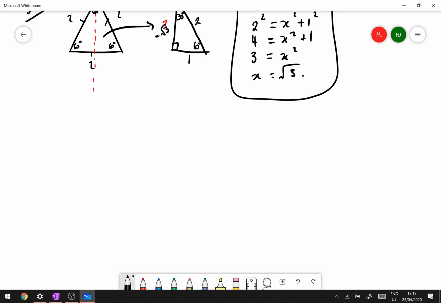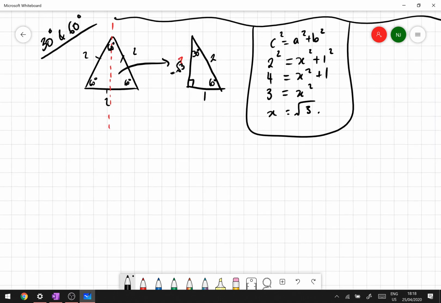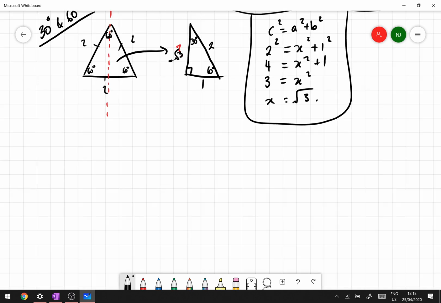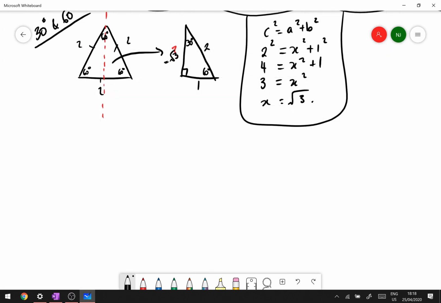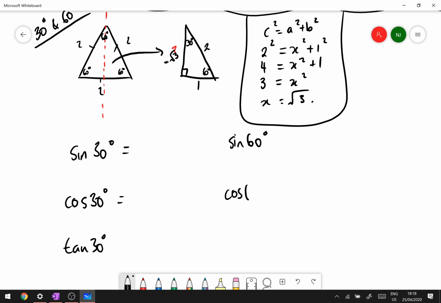I'm not going to do the reciprocal functions this time. I'll leave that for you guys to do. It's just flipping the thing anyway. What we will focus on though is we're going to do two different lots. We're going to do sine 30 degrees, cos 30 degrees, tan 30 degrees, and we're also going to do sine 60, cos 60, and tan 60.